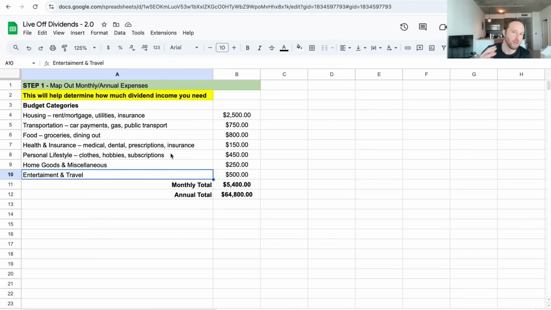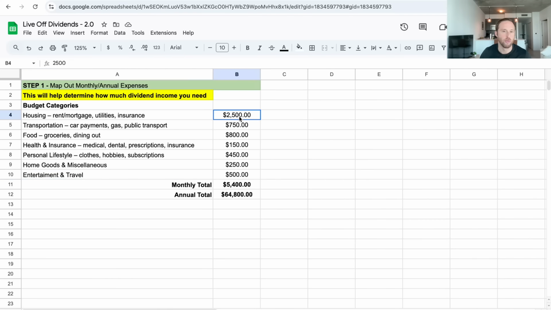Now you can add in other categories, you can add other fields. This is all adjustable if we want to adjust this based on our situation. Everything in the Google Sheets will be adjustable. For now, our monthly total expenditure is $5,400 for an annual total of $64,000.